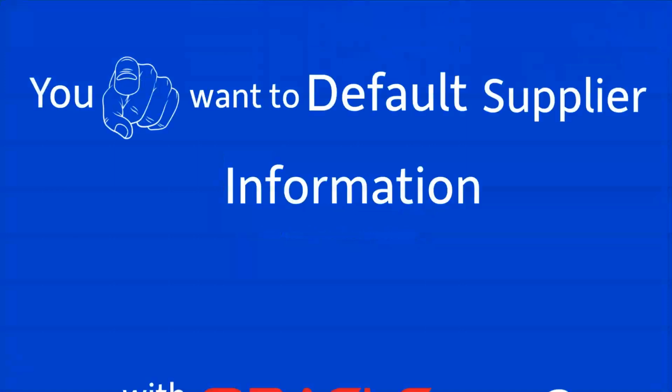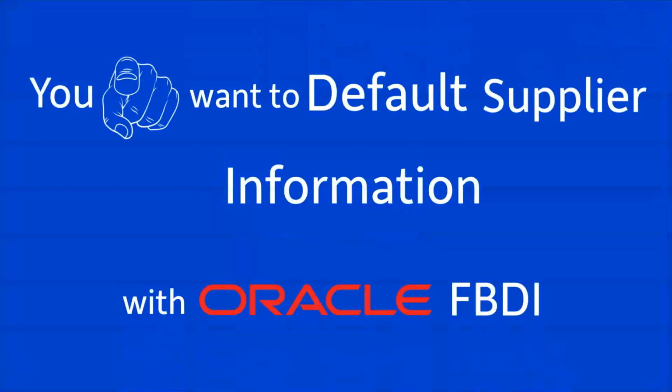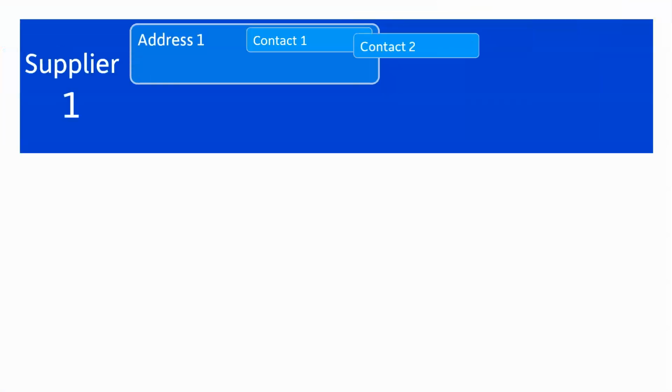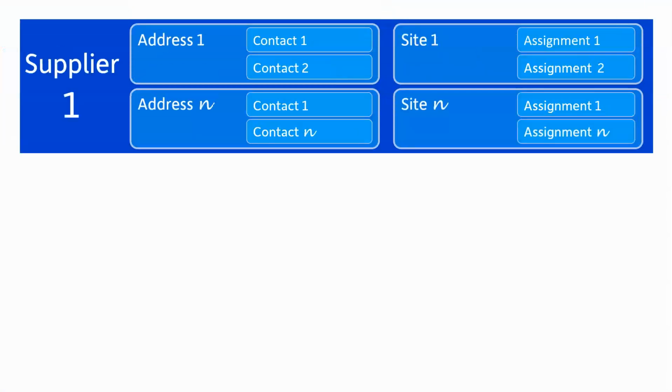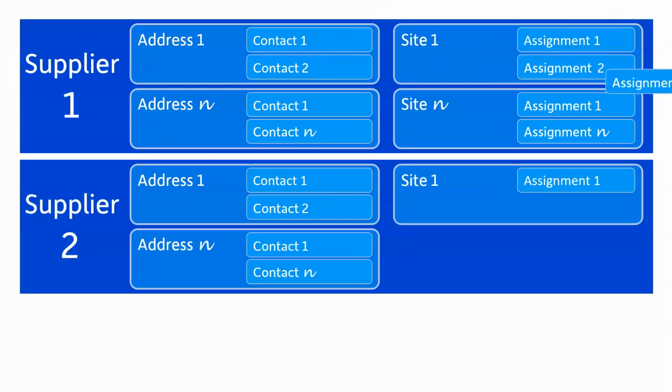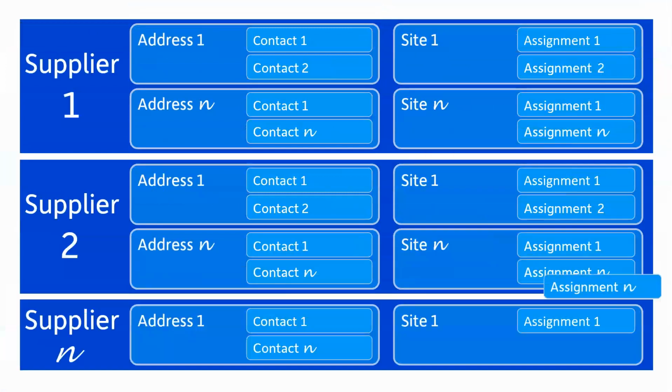You want to default supplier information with Oracle FBDI. It's a common request, we see it in the forums, and we understand why. Sorting out your supplier master data is a bit of a minefield. There's lots of different levels, with up to 9 different data sections to load.